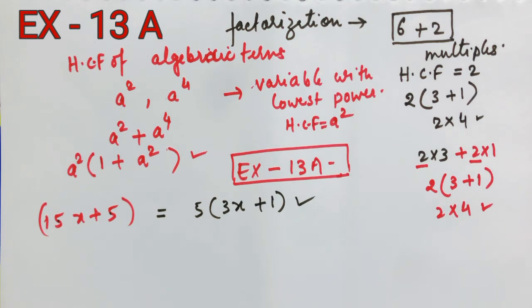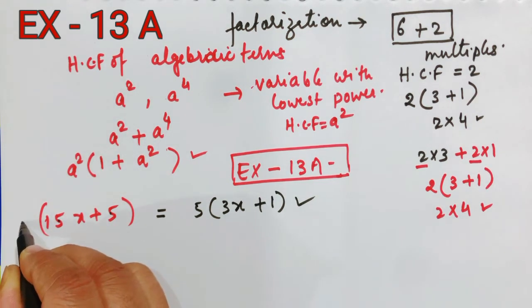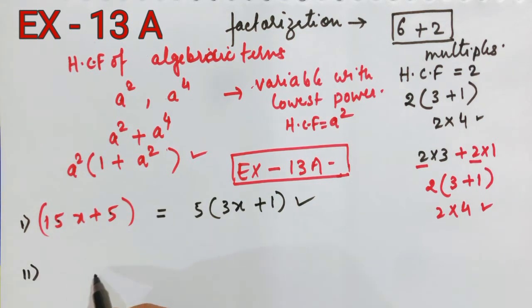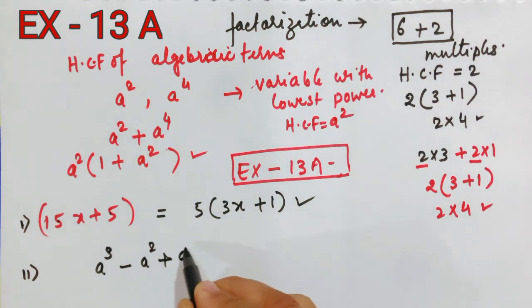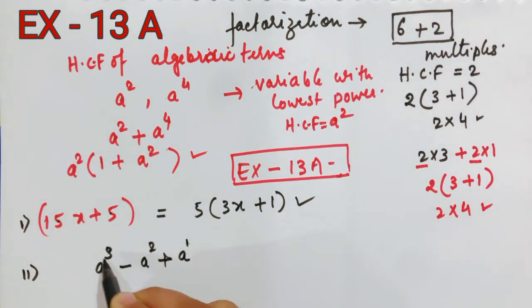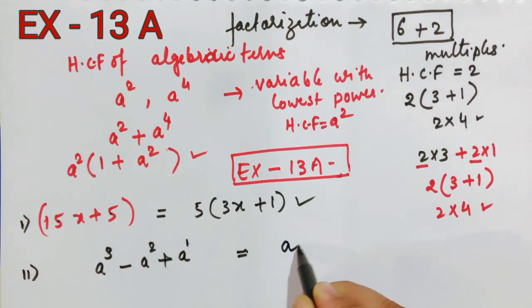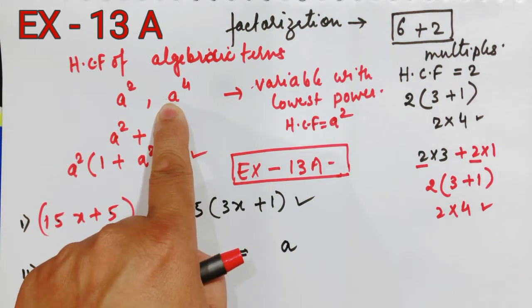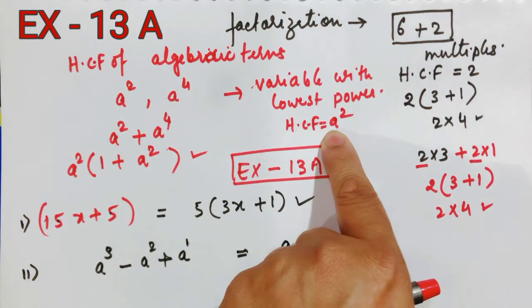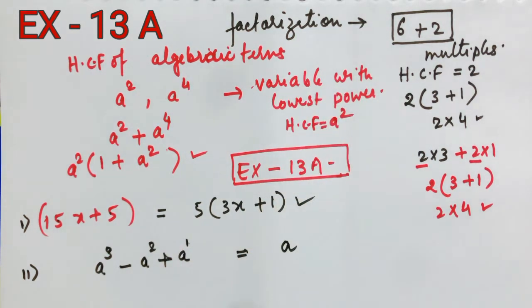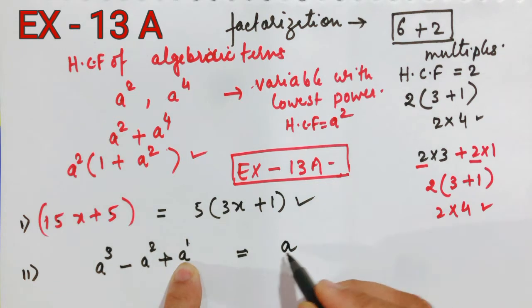Moving on to the next one. The second one says to convert this into its factor form: minus a square plus a cube plus a. So here we are going to take the HCF out. So HCF of a to the power 1, a square, a cube is equal to a only. Why? Because as I told you, in algebraic terms we take the HCF as the variable with the lowest power. So the variable with the lowest power is a to the power 1 or a.